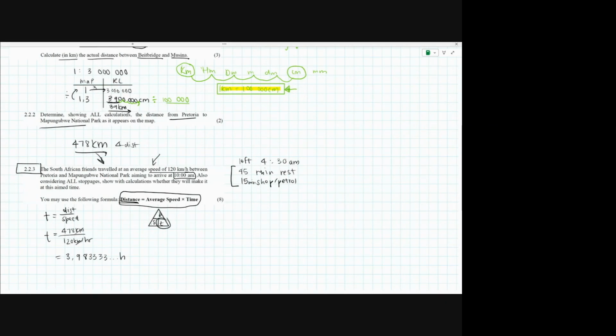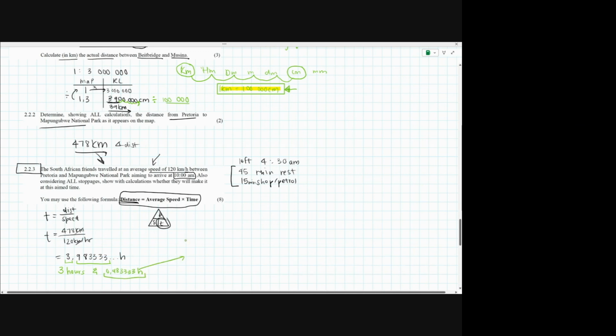So there's two parts to this number. Part number one is the whole number. So this is 3 full hours. The decimal is part of an hour. So it's saying 3 full hours and 0.98333333, etc. portion of an hour. And this is what we would need to be able to convert to minutes.